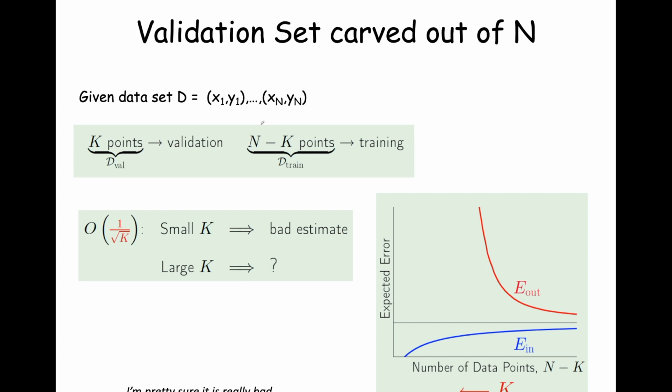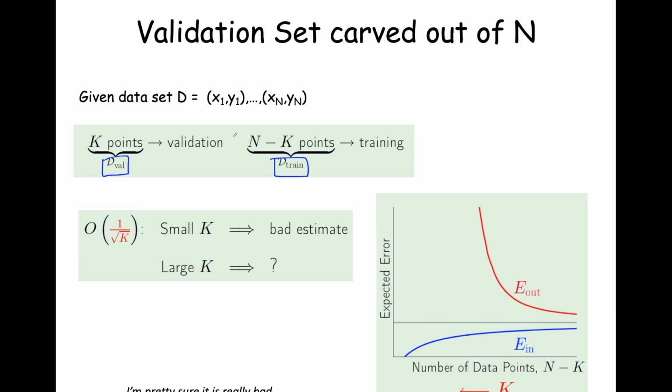There's a trade-off here between the quality of the estimate of out-of-sample error that the validation set affords you and the size of that validation set. And so here we have our data set, and carved out of that data set are K many points, and that's going to be our validation set. We call that D val. Now, of course, if you have N many data points in your data set, N minus K are then going to be used for training. We call this D train.